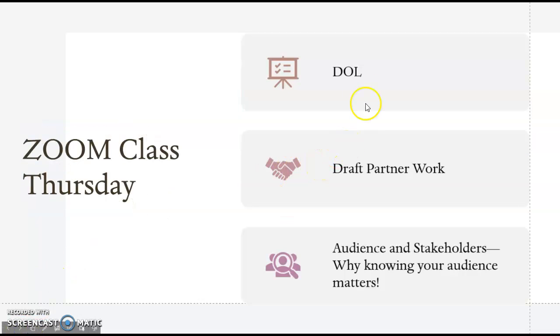Then Zoom class on Thursday. First we're going to do a DOL. Then we are going to do some partner drafting and work. We are going to do an oral workshop again, and I have you in pairs for that. And then we're going to focus on rhetoric and audience. So part of that rhetorical triangle is audience. So we'll learn about why that matters, how we can learn about our stakeholders, and how that influences the kind of argument that we present in order to win what we're trying to get across.